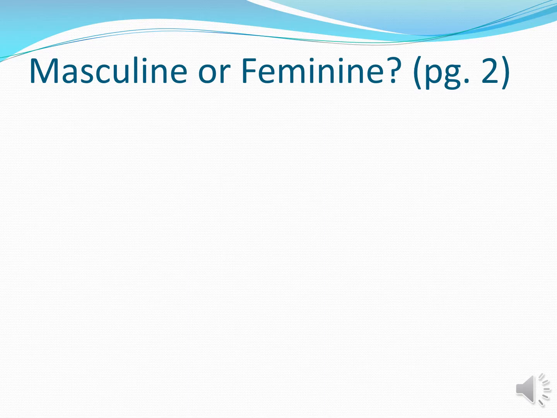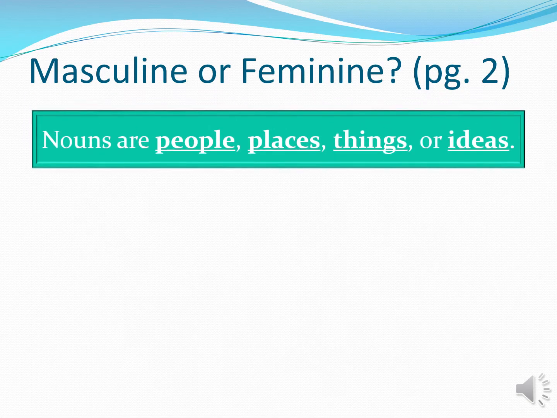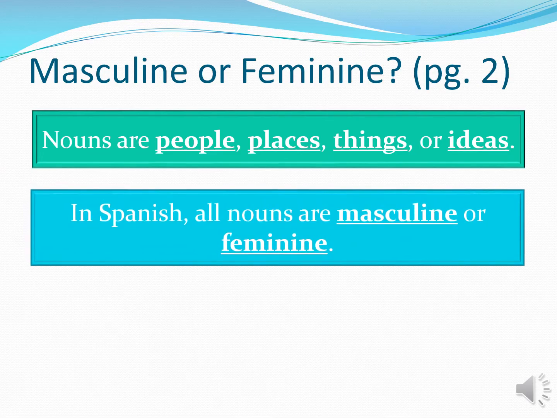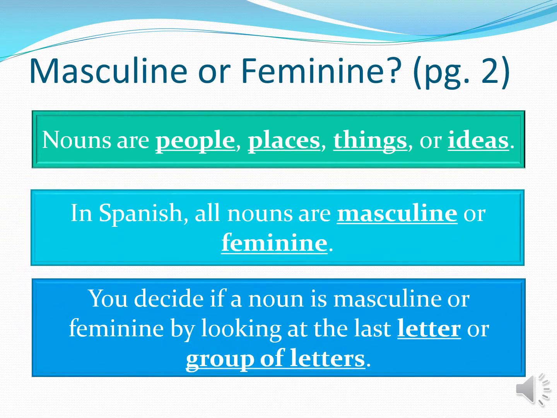So just a quick review. Nouns are people, places, things, or ideas. Nouns are the same in any language. In Spanish, our nouns are going to either be masculine or feminine. And you're going to decide if a noun is masculine or feminine by looking at the last letter or group of letters of the noun.